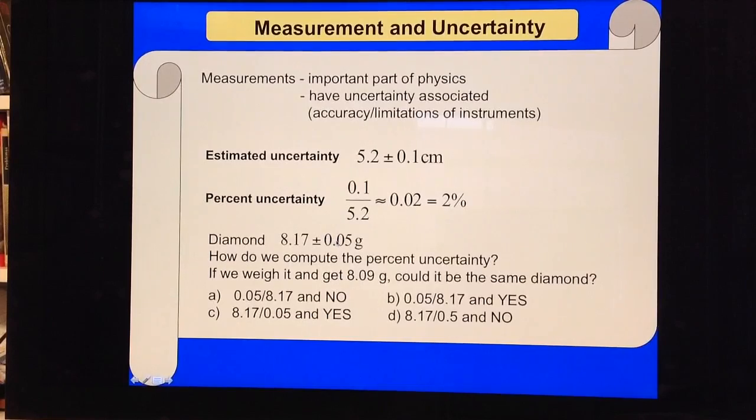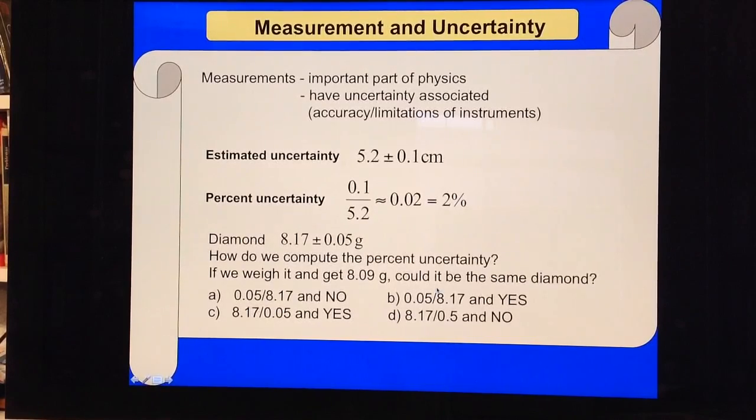Okay, all right, so first let's do the easy one, which is to compute the percent uncertainty. Remember how we computed the percent uncertainty? We put the uncertainty divided by the measurement. So in this case here, 8.17 plus minus 0.05, what would be the percent uncertainty? We have here A, B, C, and D. So for sure, C and D are wrong, right? It's either A or B, because how we compute the percent uncertainty is 0.05 divided by 8.17. So this is the easy part of the question.